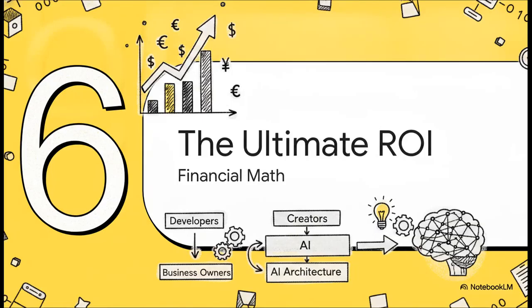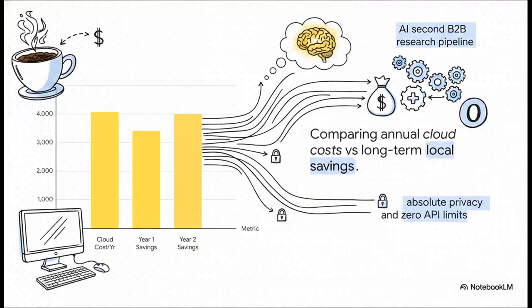Finally, Section 6, the ultimate ROI. Let's look at the undeniable financial math here. To put this into perspective, for the price of maybe one fancy cup of coffee a month in electricity, you completely replace a massive, bloated cloud bill. The author went from a $340 monthly subscription drain down to zero. Even when you factor in the cost of buying a brand new Mac Mini M4, the year-one savings are over $3,400. By year 2, you are saving over $4,000 annually. You are literally funding a 24/7 B2B research pipeline with absolute privacy and zero API limits.